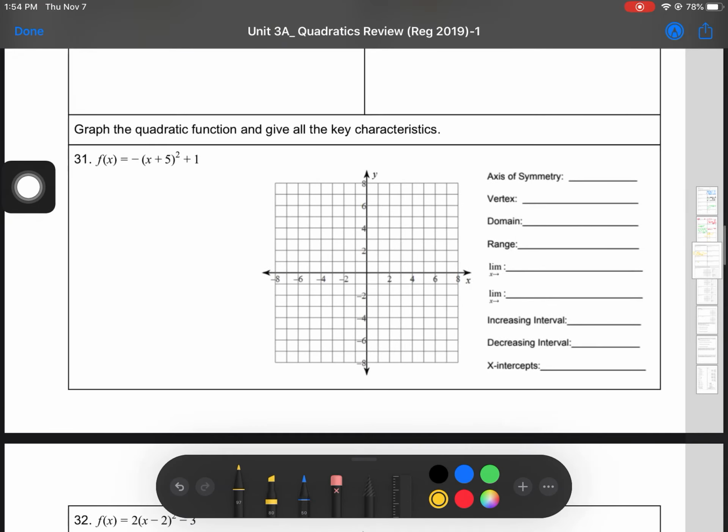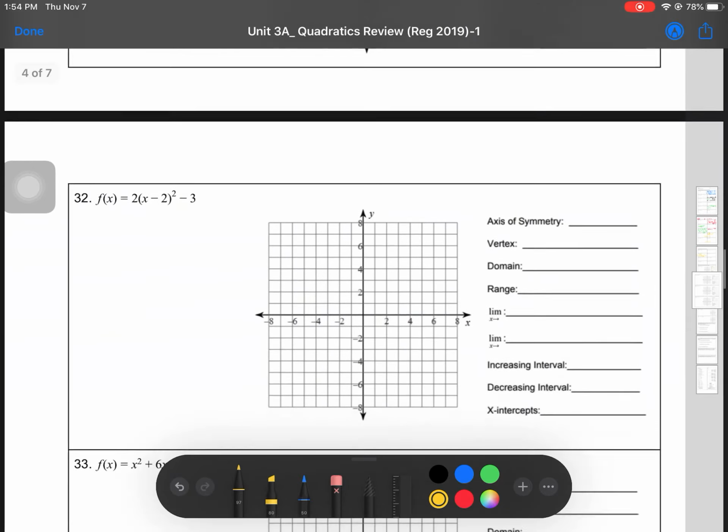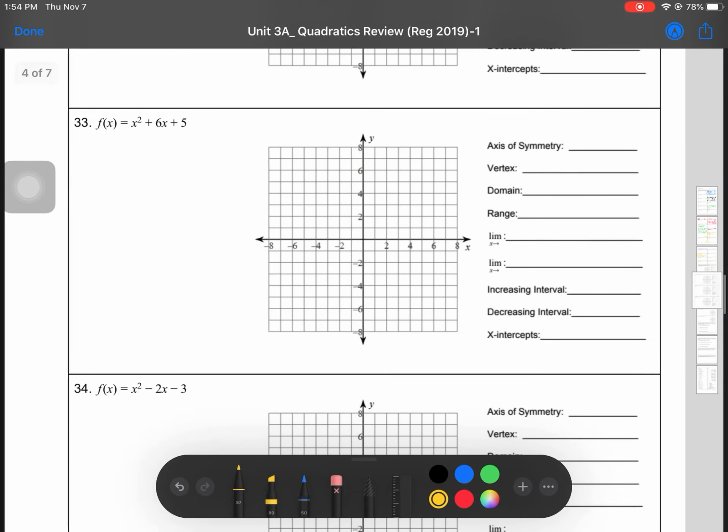Okay. No matter the way you're doing it, you need to find your vertex first. So if it is given to you in vertex form, you look at how it transformed around. So this one went left 5 and up 1, which means my vertex is at negative 5, 1. If you're given it in standard form, you cannot just look at your equation and see it. You have to use your negative b over 2a formula that we gave you.